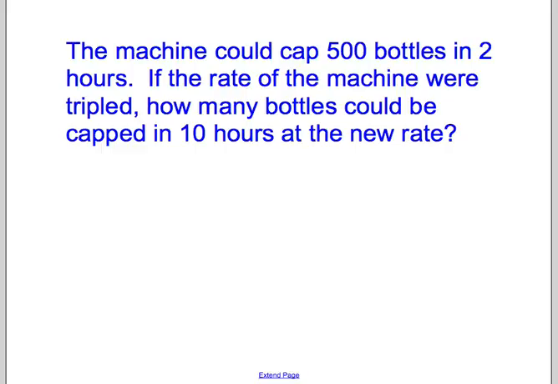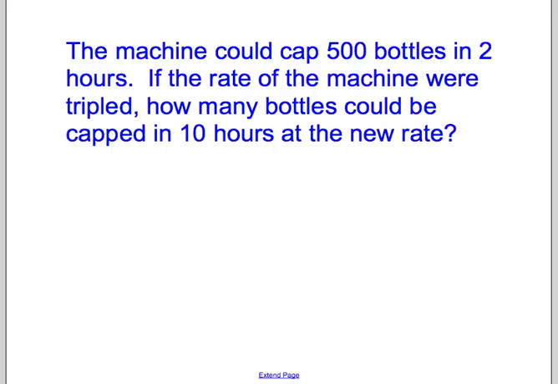All right. We're not talking about a length or a distance on this problem. We're talking about how much of something we can get done. How many caps can be bought or bottles can be capped. The machine could cap 500 bottles in 2 hours. If the rate of the machine were tripled, how many bottles could be capped in 10 hours at the new rate?